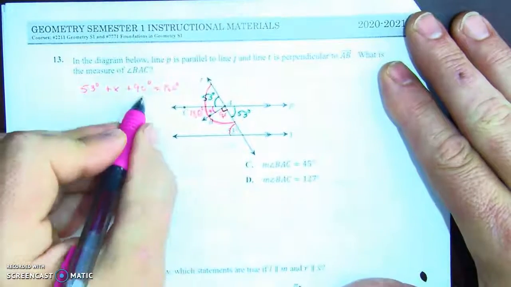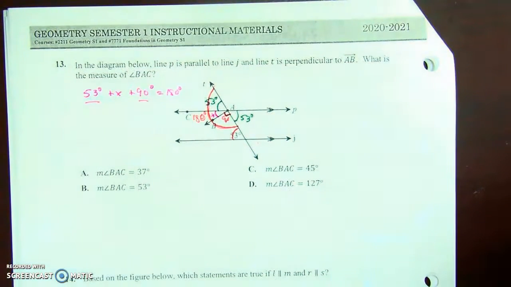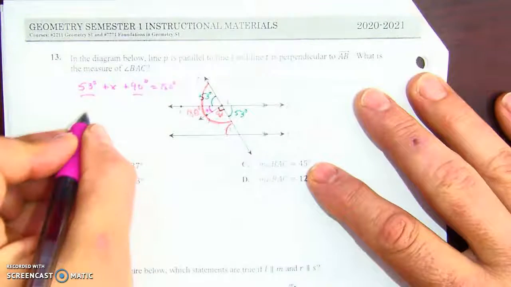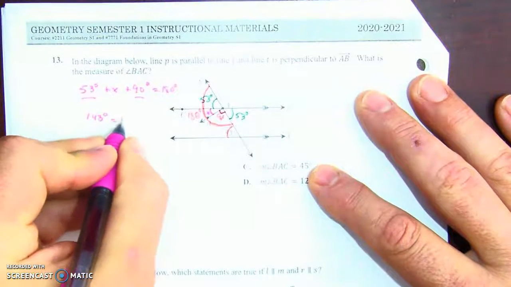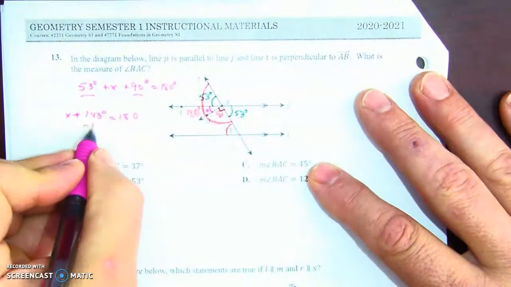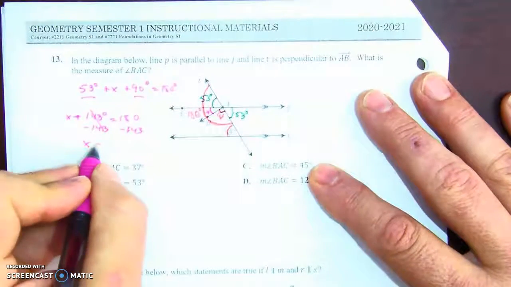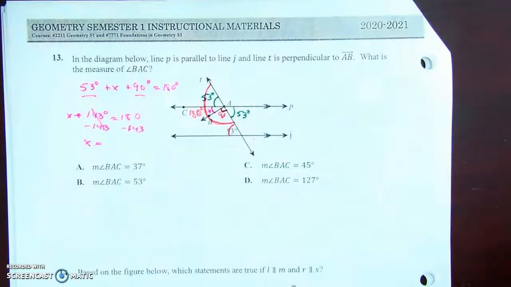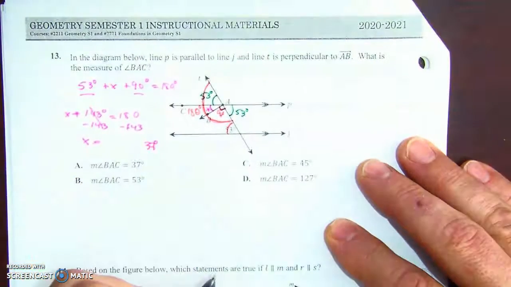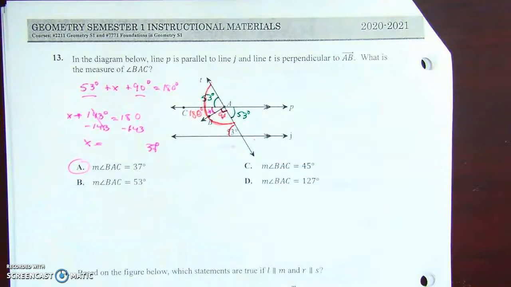Okay? So 53 and 90 we add up together. That gives me 143 degrees equals 180. Whoops, we've got to put the x in there. We're going to subtract 143 from both sides. That gives me x equals, what is 143 from 180? Answer is 37 degrees. So our answer in this case is going to be A. Okay? All right.